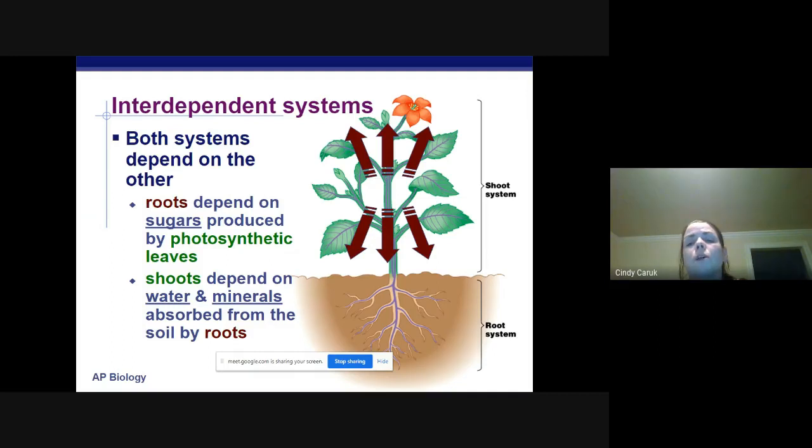Water and minerals only go in one direction, though. They go from roots to shoots. So at this time, sugar's going roots to shoots also, but as I go into the autumn, it's actually going the opposite direction. The sugars are going from the leaves back down to the roots to be stored so that they'll be available for spring and new growth.